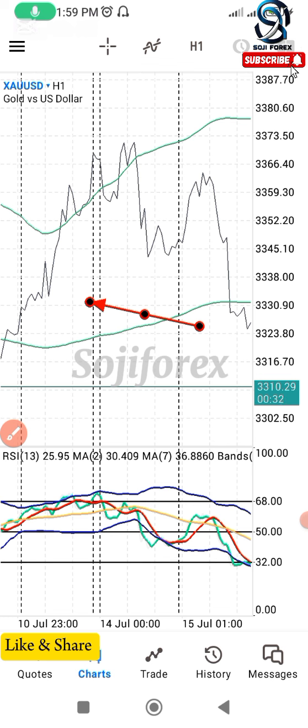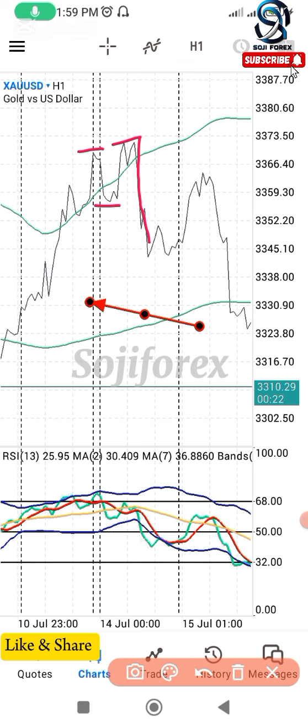So let's continue. So if this is our higher high and this is our higher low, and we have a new higher high, price returns from here, which means that this structural point has been compromised.